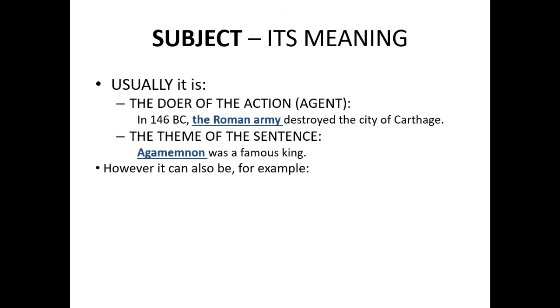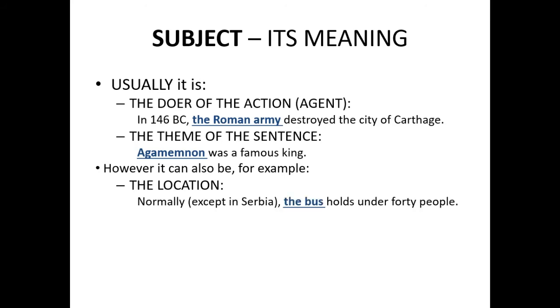But the subject, in terms of meanings, is really notorious. A subject can have up to 11 different meanings. Usually it's the agent or the theme of the sentence, but it can be, for example, the location. You can have a sentence such as, "Normal, except in Serbia, the bus holds under 40 people." So the bus is not the agent. The bus is not doing anything. The bus is not a terrorist. You cannot say "the bus is holding under 40 people." The bus is simply the location where 40 people are being driven.